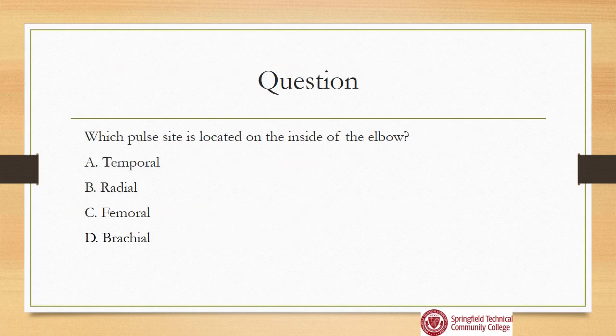A knowledge question: which pulse site is located on the inside of the elbow? And that will be D, your brachial artery.